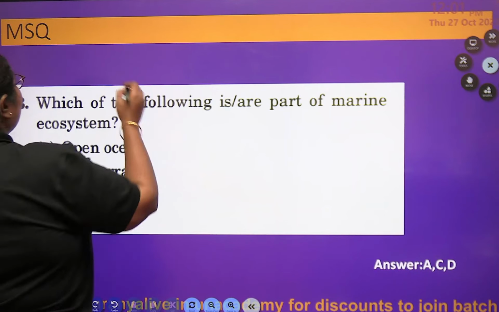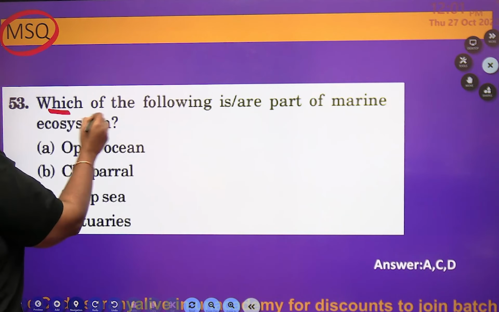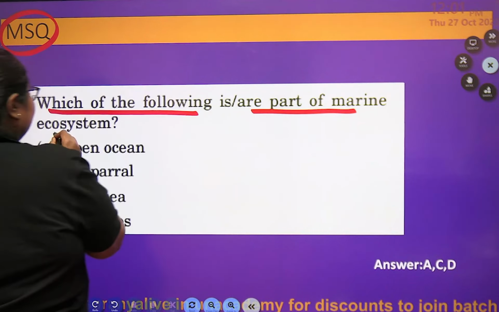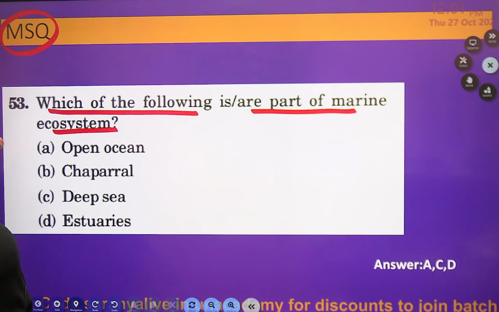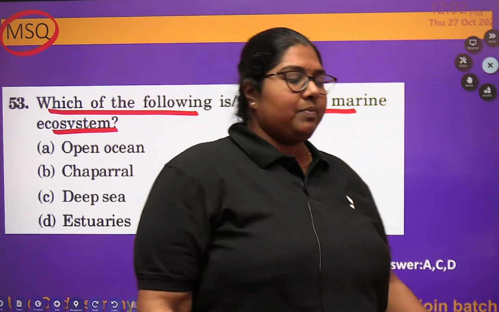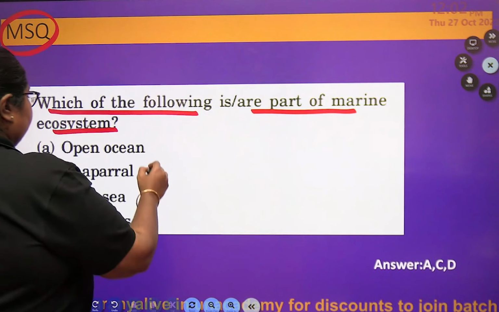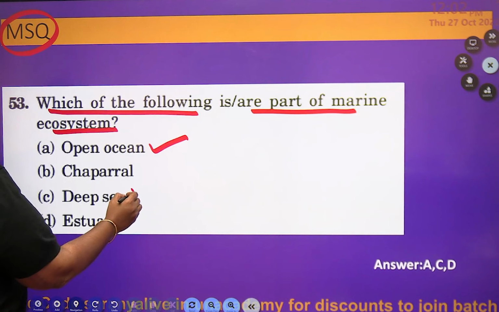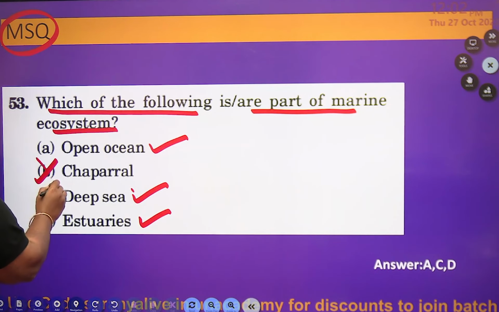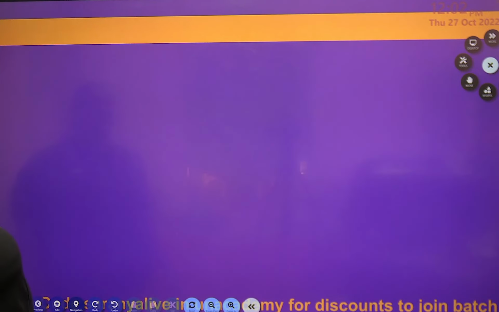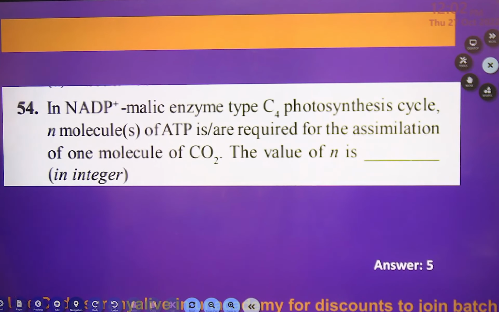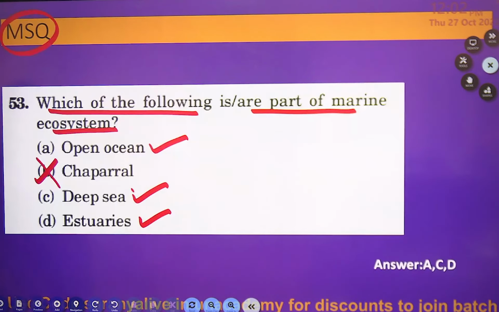Okay, so which of the following, this is also an MSQ question, is a part of the marine ecosystem? Is it open ocean, chaparral, deep sea, estuarine? Which of these are present in the marine ecosystem? It is open ocean, deep sea and estuaries, right? This is a very simple question. Many of you will know that it includes open ocean, deep sea and estuaries. Chaparral does not come under the marine category at all. Exactly. I hope all these are absolutely thorough to you.